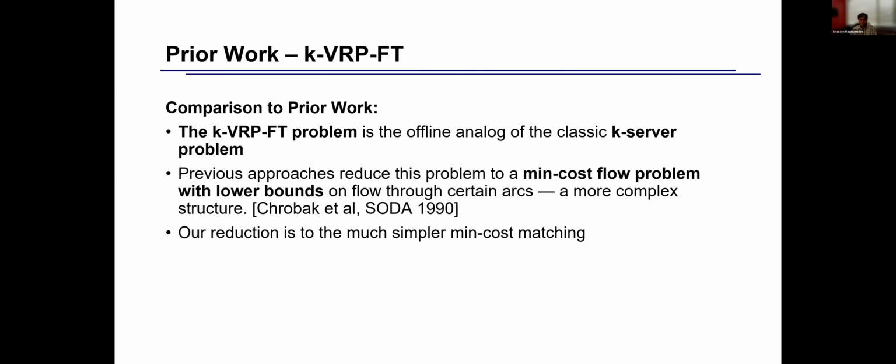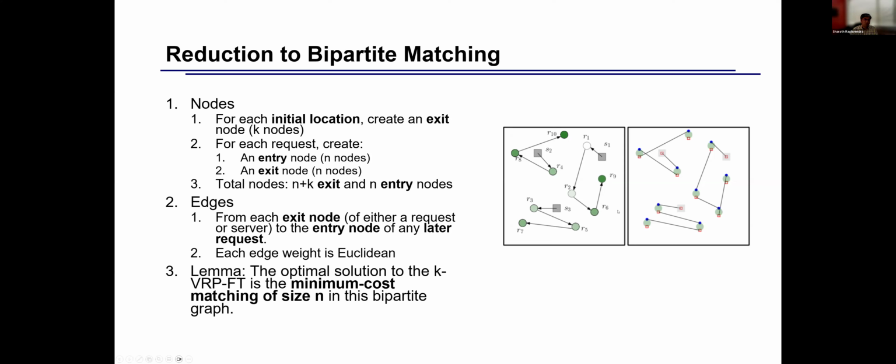Okay, so this is the reduction. All we have to do now is compute min cost matching. To solve this problem, we have to compute min cost matching of size n in this bipartite graph. Please let me know if you have any questions.